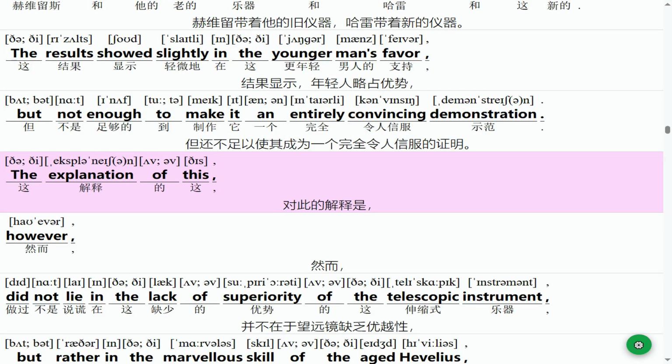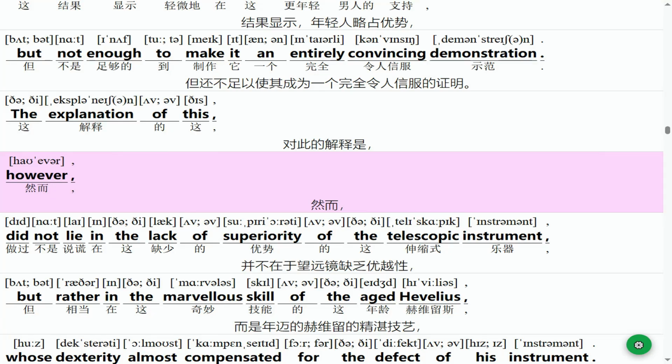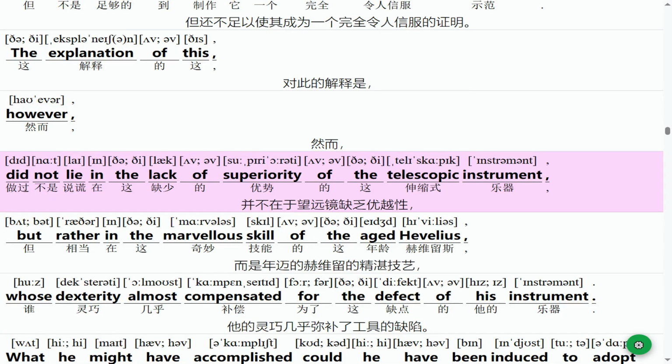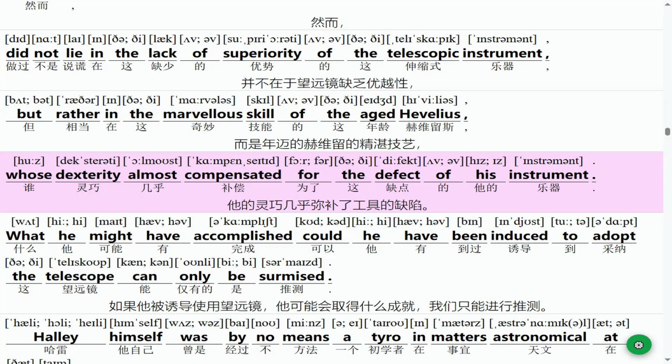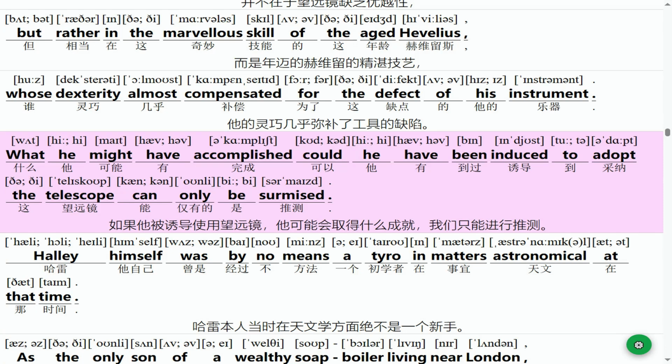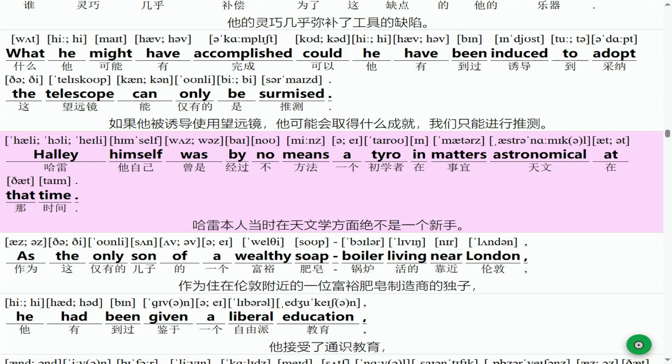The explanation of this, however, did not lie in the lack of superiority of the telescopic instrument, but rather in the marvelous skill of the aged Hevelius, whose dexterity almost compensated for the defect of his instrument. What he might have accomplished could he have been induced to adopt the telescope can only be surmised. Halley himself was by no means a tyro in matters astronomical at that time.